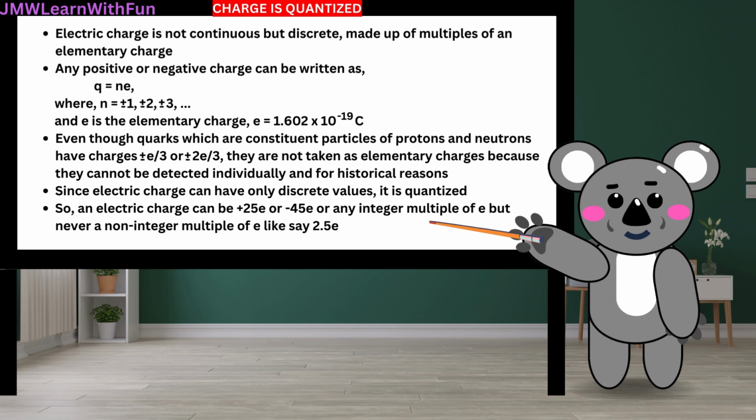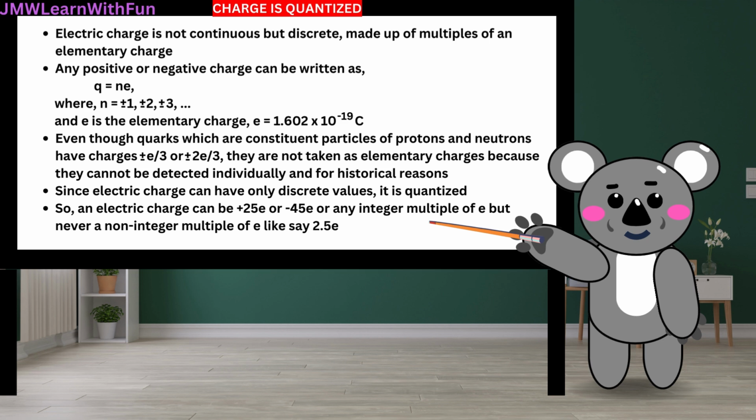Electric charge is not continuous but discrete, made up of multiples of an elementary charge. Any positive or negative charge can be written as Q = ne, where n = ±1, ±2, ±3, and so on, and e is the elementary charge. e = 1.602 × 10^-19 coulombs. Even though quarks, which are constituent particles of protons and neutrons, have charges ±e/3 or ±2e/3, they are not taken as elementary charges, because they cannot be detected individually, and for historical reasons.